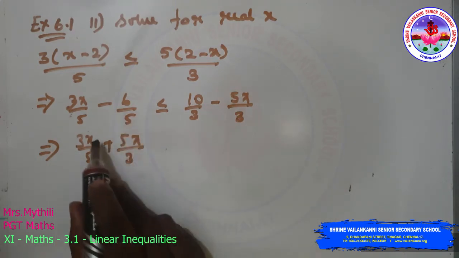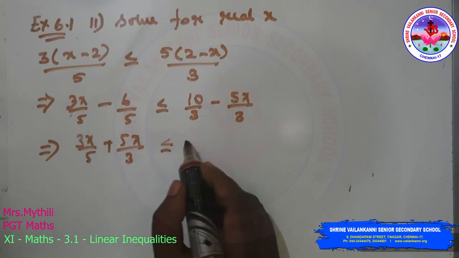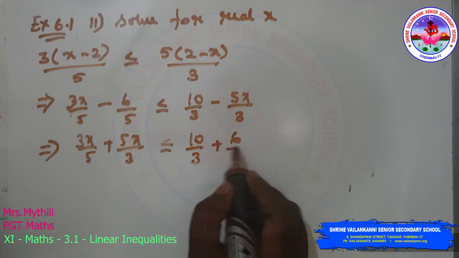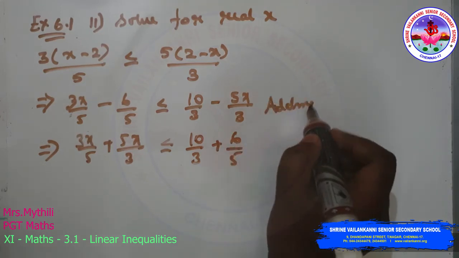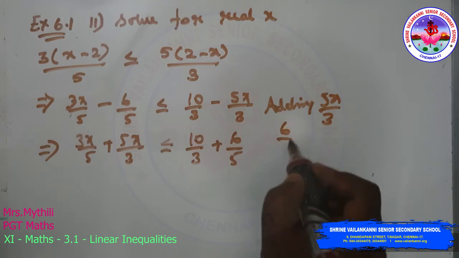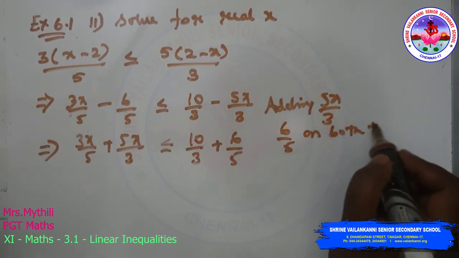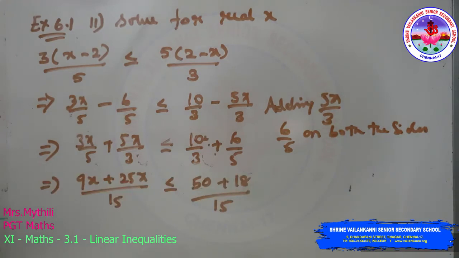So adding 5x/3 and 6/5 on both sides, we get 3x/5 + 5x/3 less than or equal to 10/3 + 6/5. So taking LCM, 15 is the LCM. So 3 times 3, 9x + 25x over 15 is less than or equal to (50 + 18)/15. So we get 34x/15 less than or equal to 68/15.